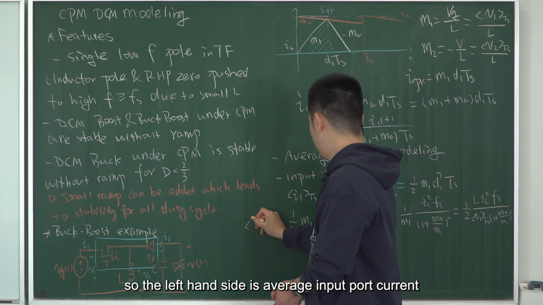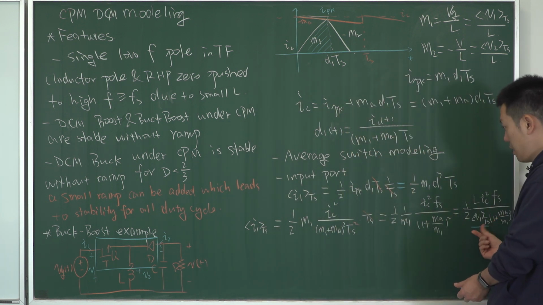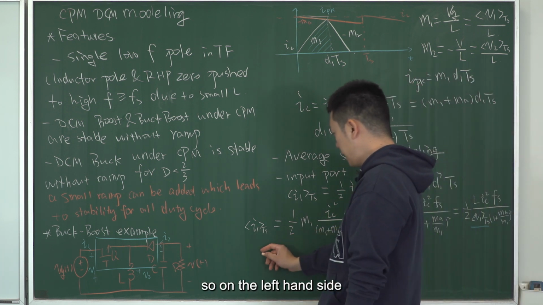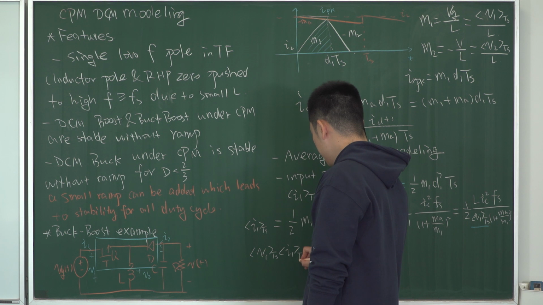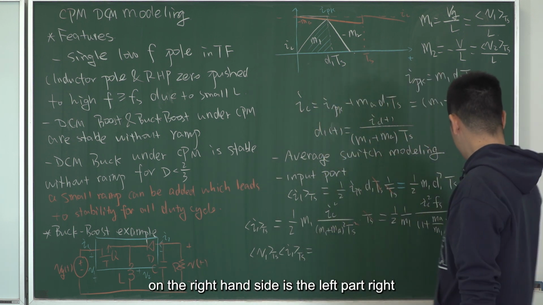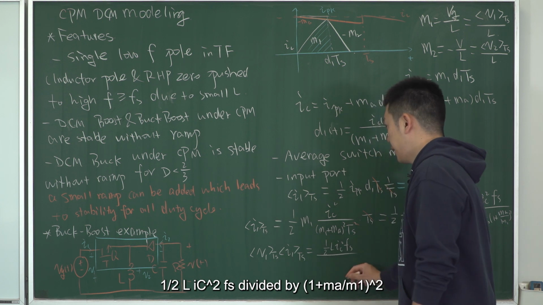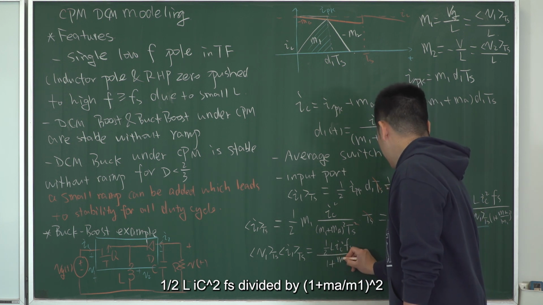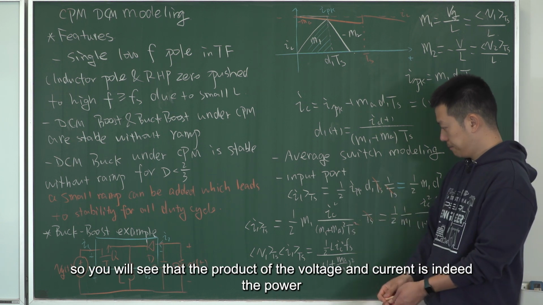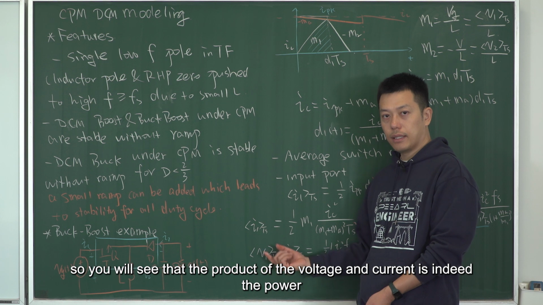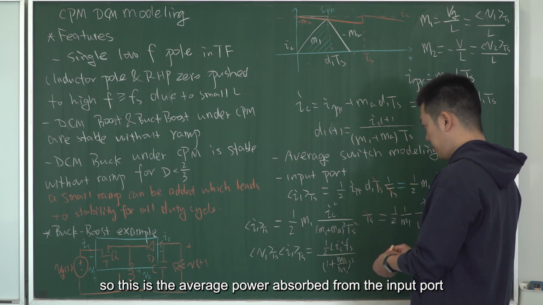So the left-hand side is the average input port current, and on the right-hand side you'll see that here is the average input port voltage. We can move this to the left-hand side. So on the left-hand side, it will be the product of voltage and current. On the right-hand side is the remaining part: 1 over 2 L IC squared fs divided by 1 plus MA over M1 squared. You will see that the product of the voltage and current is indeed the power. So this is the average power absorbed from the input port.